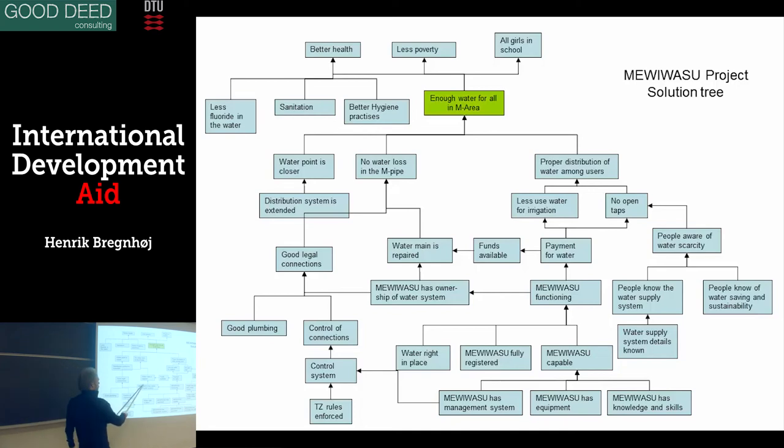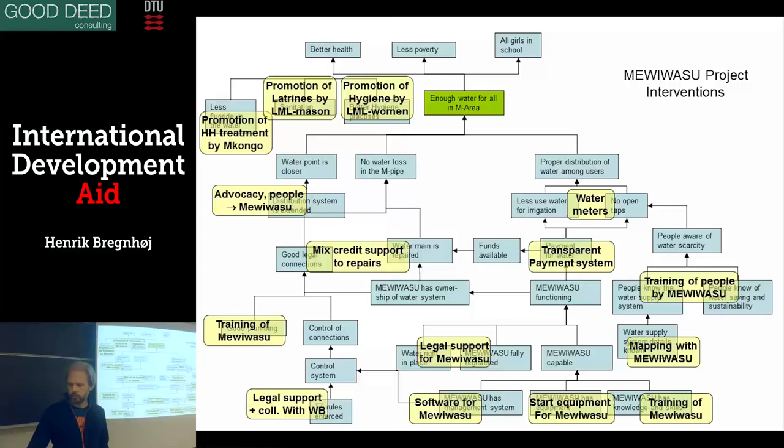We cannot work with all of this. Some of it is not even possible for us. We have no influence on it. But we could choose to work on several things. And what we planned to do was these yellow things here. This is a bit special to put on top of the solution tree here. But it's just to say more specifically how we support.